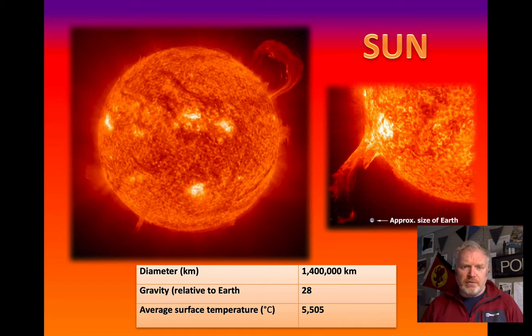So, we start with the sun, our solar system's star. It's huge. It has a diameter of 1.4 million kilometres. Okay, 1,400,000 kilometres. Its gravity relative to Earth, so that's how much more gravitational pull would be on the surface of the sun compared to Earth, is 28. So it's 28 times. You'd weigh 28 times more on the sun than you do on Earth. And the average surface temperature is a frankly toasty 5,505 degrees centigrade. You get some idea from the image on the right there of how big Earth is compared to the sun.